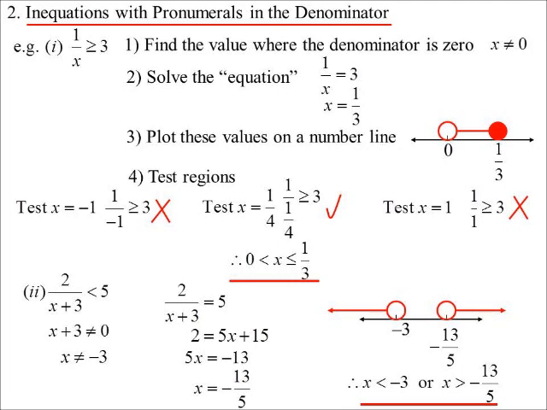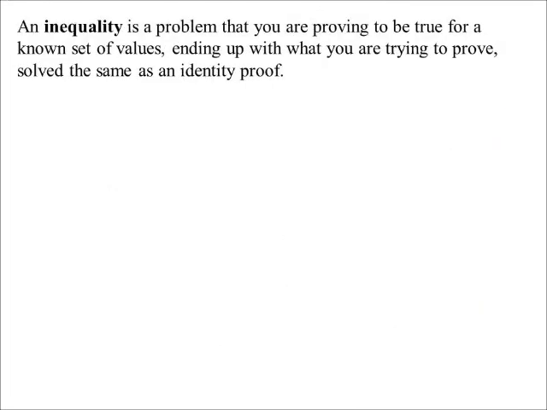So there's my solution: x is less than -3, or x is greater than -13 on 5. So I said there was a difference between an inequation and an inequality. What's an inequality? Well, an inequality is a problem that we're trying to prove is true for a known set of values. See, the first one was an equation where we were trying to find the set of values. We're saying, all right, for what set of values will this be true? Whereas an inequality is, these are the set of values, prove it's true.